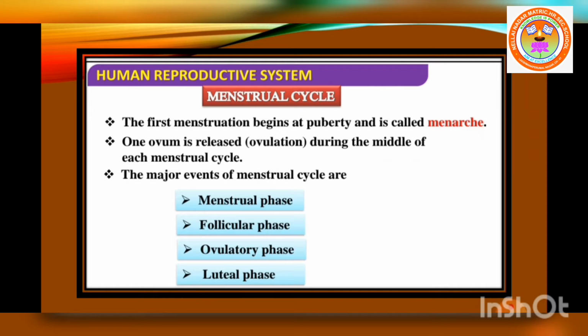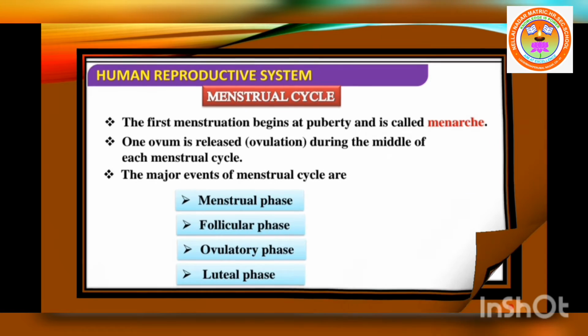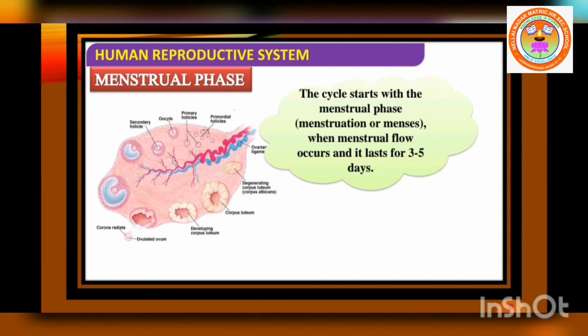The menstrual cycle comprises 4 different phases: menstrual phase, follicular or proliferative phase, ovulatory phase, luteal or secretory phase. Menstrual phase. The cycle starts with the menstrual phase when menstrual flow occurs and lasts for 3 to 5 days.